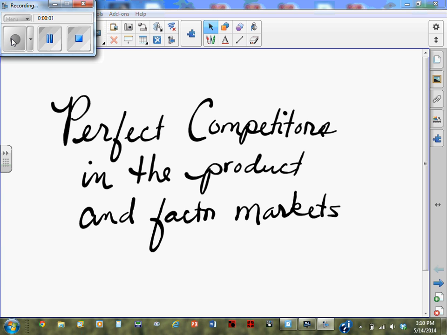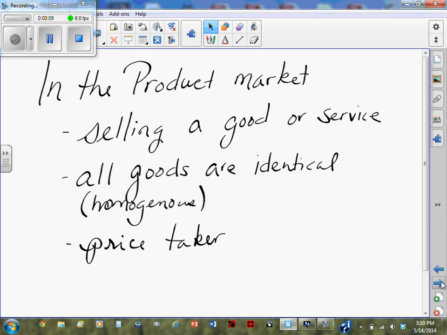Going to address the issue of perfect competitors in the product and the factor markets and what their graphs would look like. In the product market, we're dealing with firms as sellers. They're producing and selling a product. And that product, that good or service, will be completely identical to the goods or services that are sold by all the competing firms in this market.